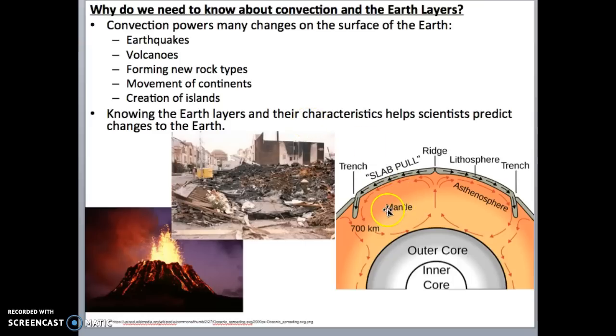This force also makes new rock types. It moves continents. It can also create new islands. We're going to go into more depth about all of these very soon. This is important because as we learn more about the characteristics of the Earth, scientists can make predictions as to when earthquakes might happen, or the location of new volcanoes and things like that. This is why this information is really important.